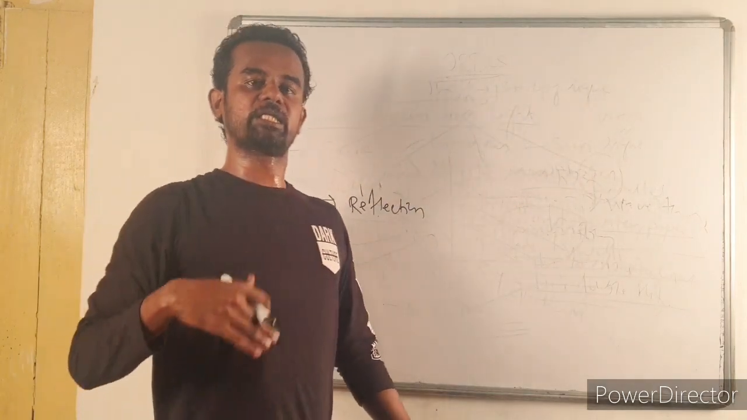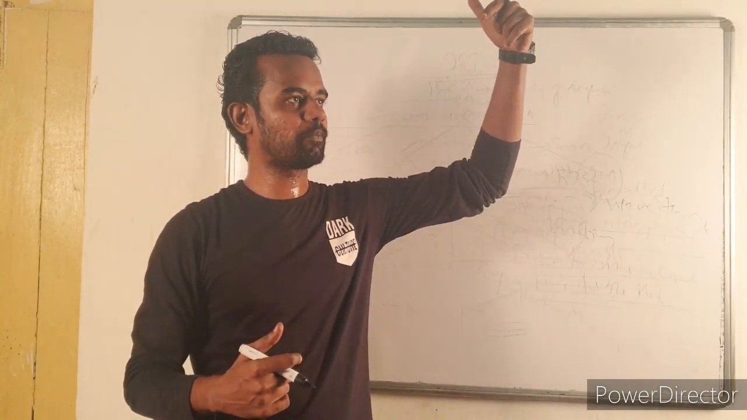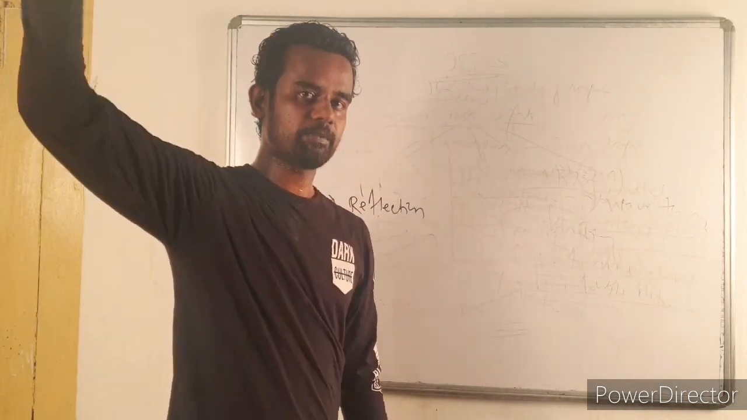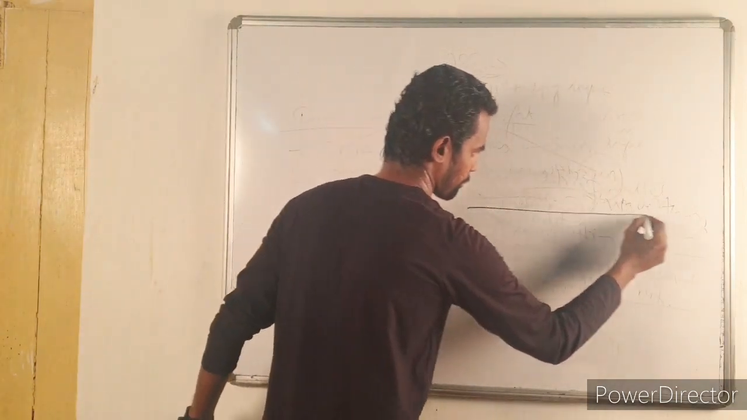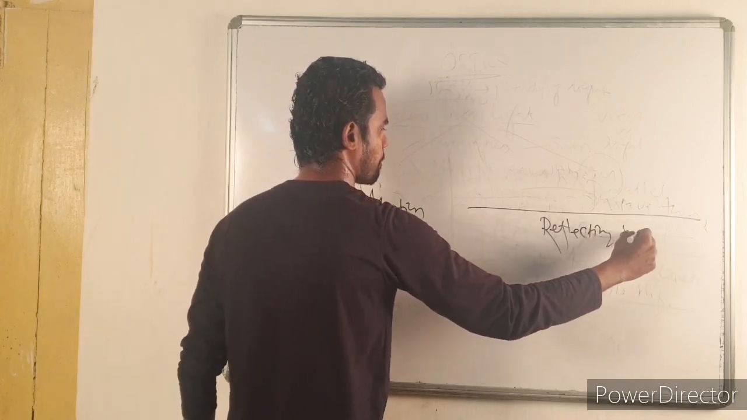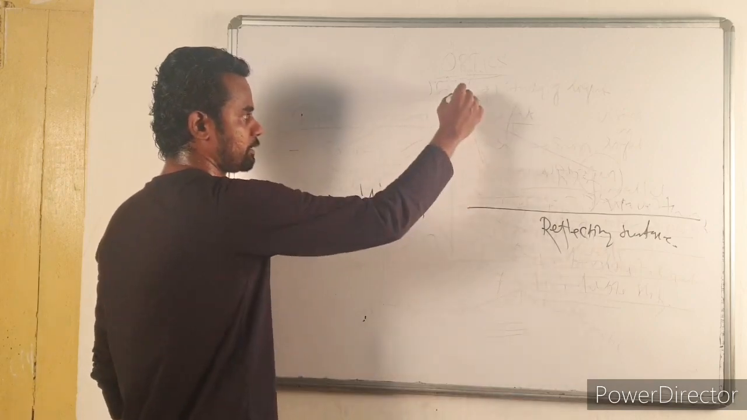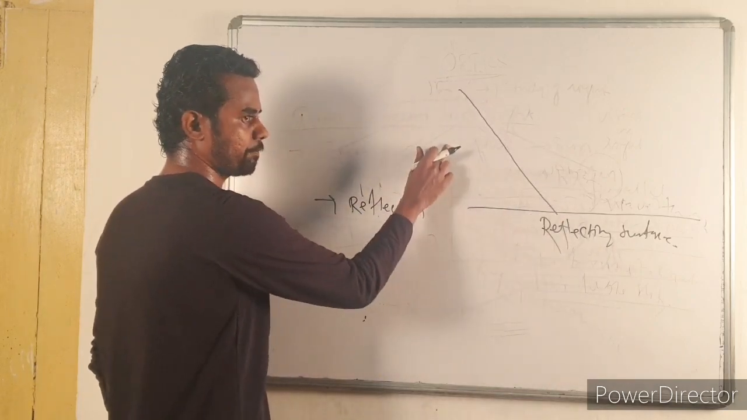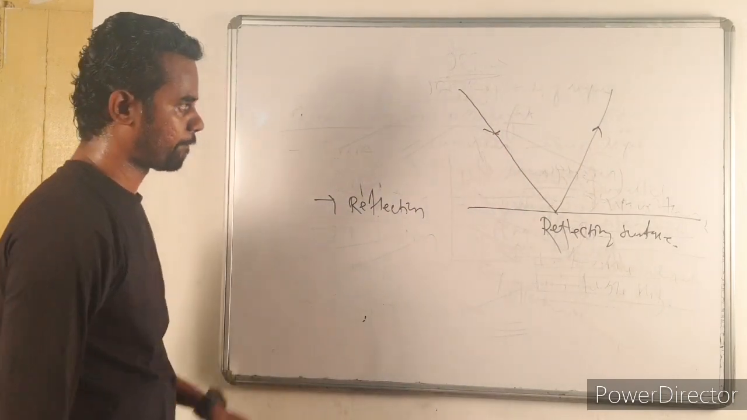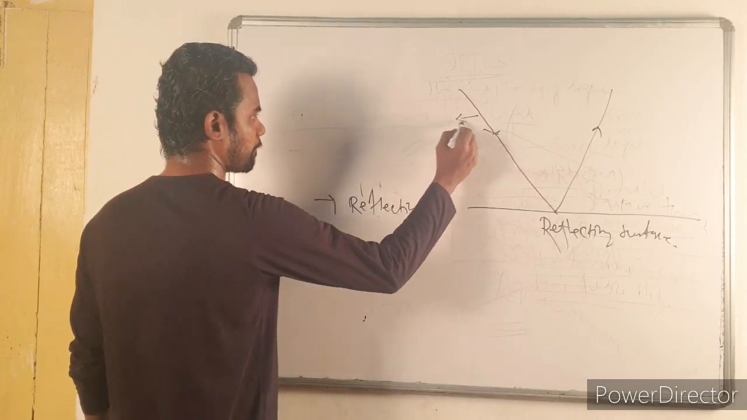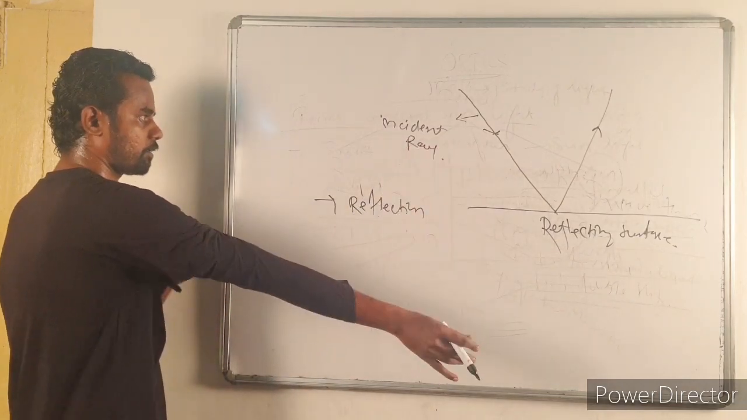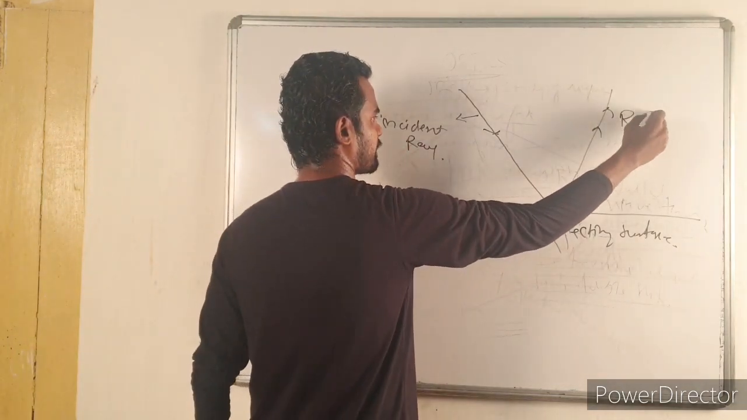Reflection. It is the process in which light traveling from one medium gets obstructed by a reflecting surface and goes back to the same medium, like this. Suppose this is a reflecting surface. Now if a ray of light strikes a medium and it goes back to the same medium, in this case we will say this one as the incident ray and this one as the reflected ray.